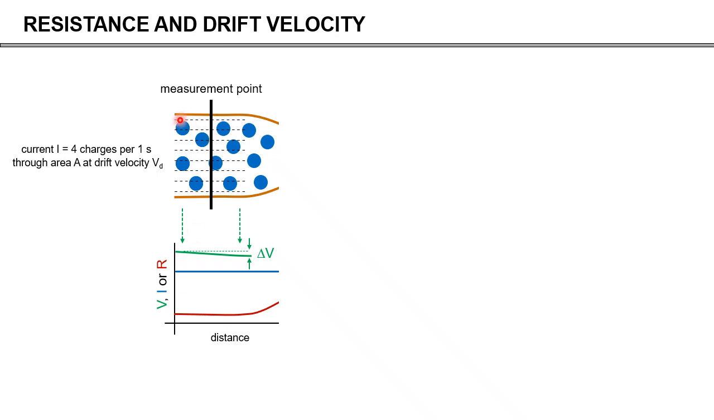So let's have a look at a copper wire. This is a cut through that. And let's say in this copper wire we have the electric field because the battery is attached, and we have the electrons in blue. And at this measurement point, we basically measure 4 charges moving past this point per 1 second. So that's our current. The cross-sectional area of the wire is A, and the speed at which the electrons move is the drift velocity.